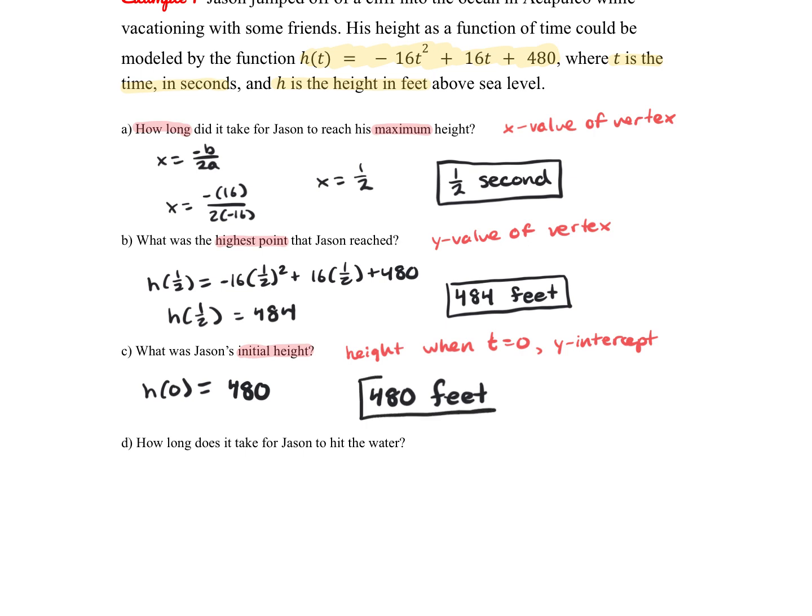So I guess that's how high that cliff was. And then since his maximum height was 484, you can see that he actually jumped up, and then after half a second, he reached his highest point, then he went down.